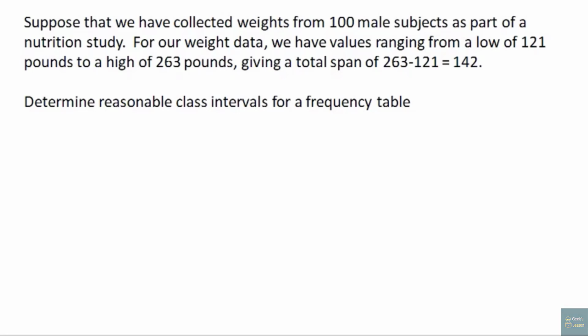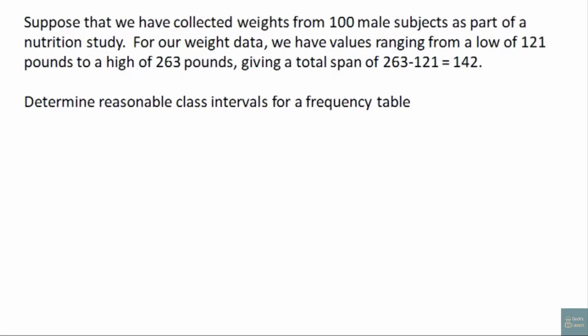Now, suppose we've collected a lot of data, like 100 men's weights, as part of a nutrition study, and they range in value from 121 to a high of 263, for a total span of 142. And these scores might be all over the place. So we might have 100 different weights. And if we tried to create a frequency table showing each individual weight and the frequency, we'd probably get a lot of frequencies of 1. In fact, almost all of our values would probably have a frequency of 1.